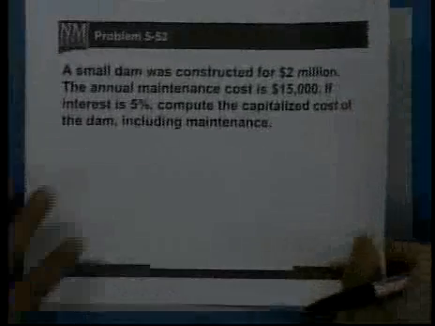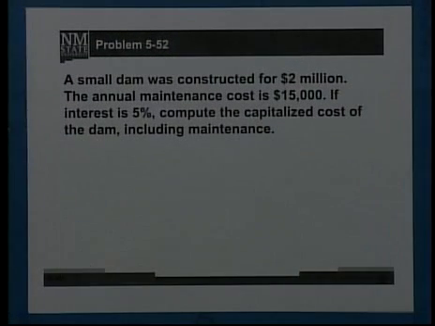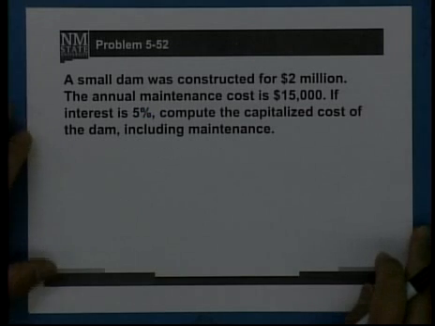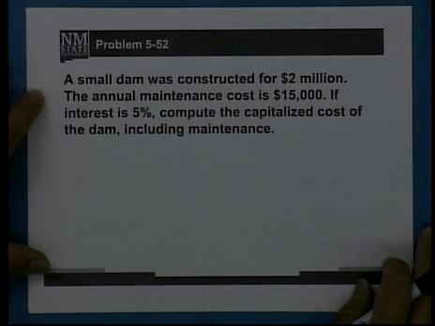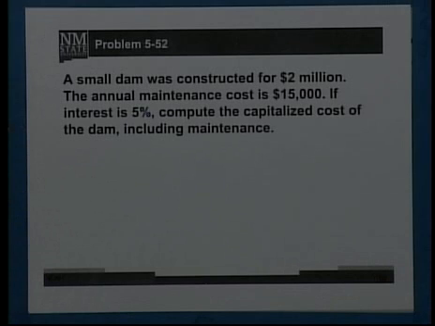Okay. Then what about the next problem? Now we are going to solve problem number 5-52. This problem is about the capitalized cost. So a small dam was constructed for $2 million. The annual maintenance cost is $15,000. If interest is 5%, compute the capitalized cost of the dam, including the maintenance.